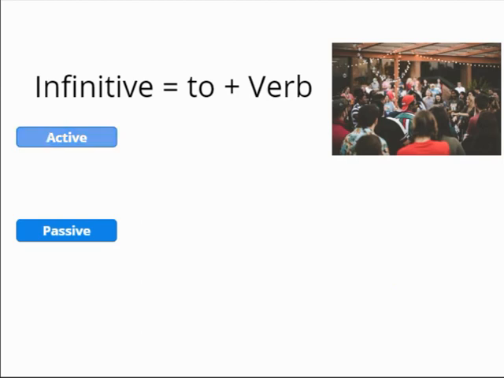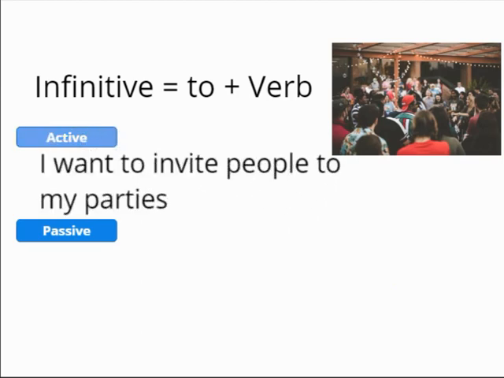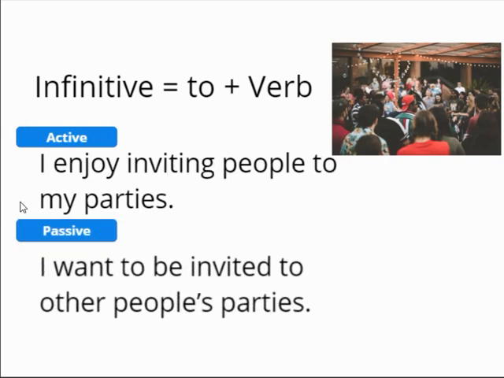So let's look at the infinitive. The active: I want to invite people to my parties. And the passive: I want to be invited to other people's parties. So we use to plus be plus the V3 for the passive infinitive, and this is where I'm not doing the action of inviting, someone else is.